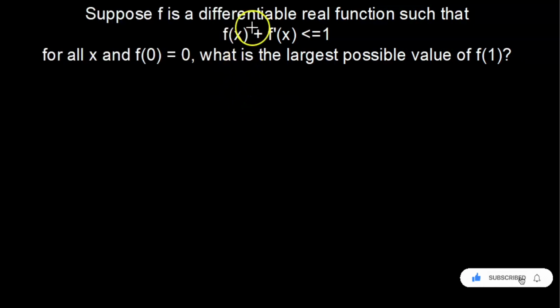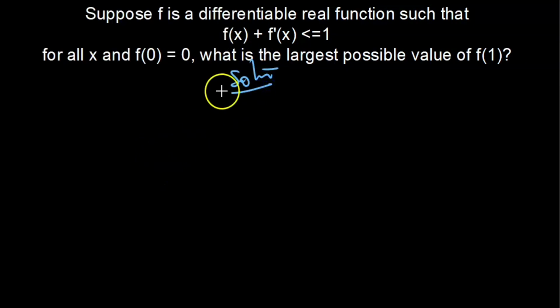Okay, let's continue. The first thing I'd like to do, of course, is to just write "Solution," whether I know what to do or not. Great. The next thing is to think about the question. We have to find the largest possible value of f evaluated at 1, given that this inequality holds.